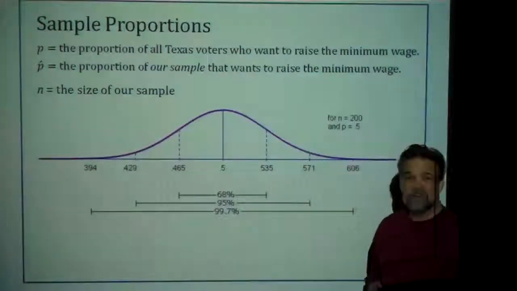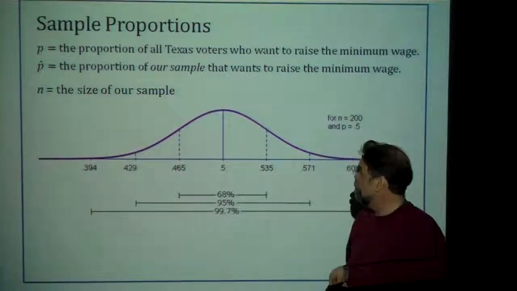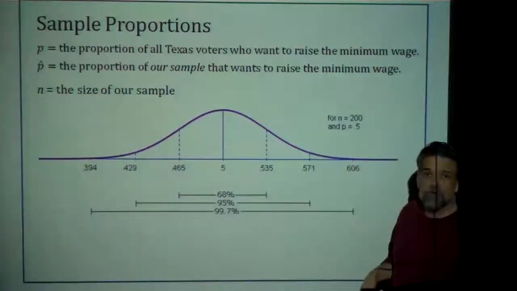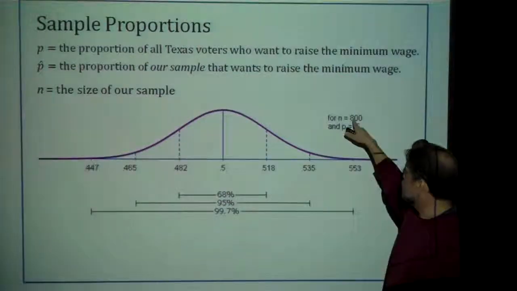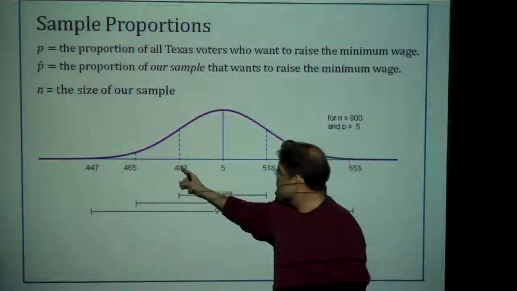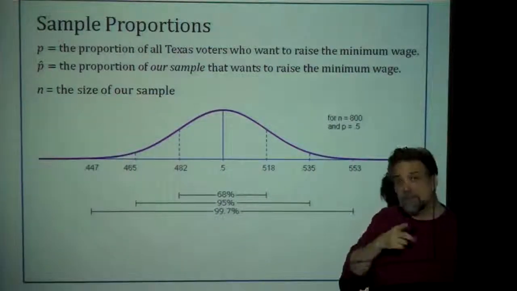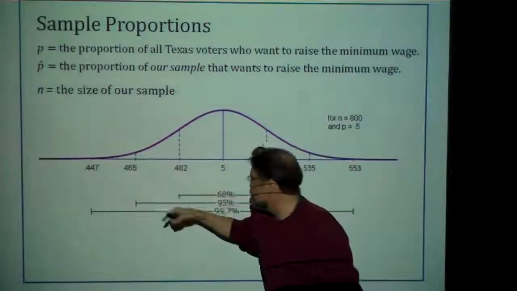Now, you may be thinking to yourself, yeah, but that's still too much variation. I want it to be more precise. Well, make that number grow then, okay? Go ask more people. Go ask 800 people, okay? And if you do that, now there's a 68% chance that it's going to be between 0.482 and 0.518, and a 95% chance it's going to be between 0.465 and 0.535.